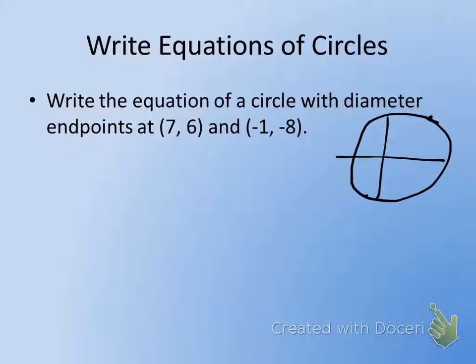Now, what two things do you need to write the equation of a circle? You need the radius being squared, and you need the center. Now, that tells us the diameter endpoints are -1, -8, and 7, 6. And we need what between these two? We need the center, also known as the midpoint.